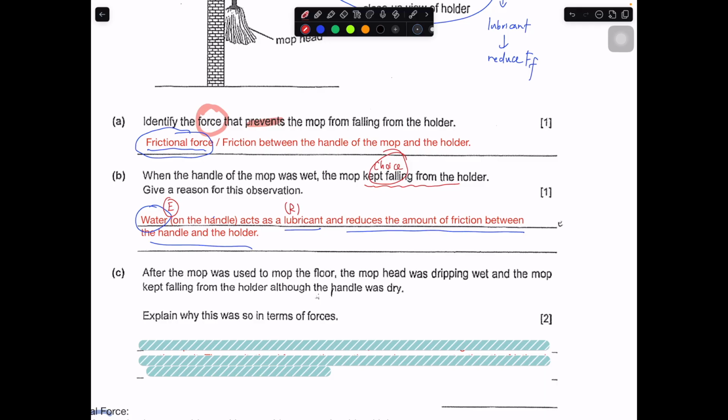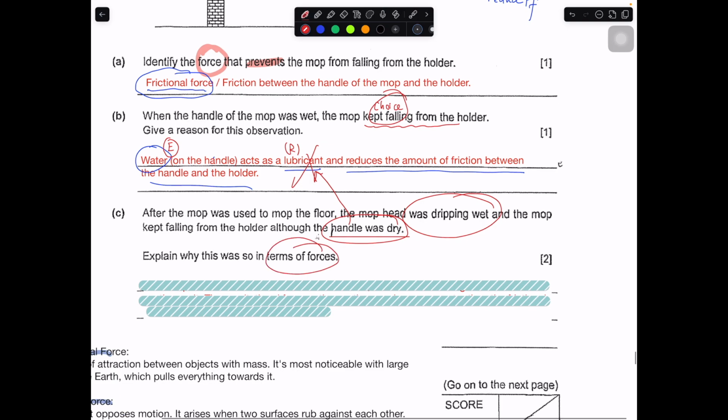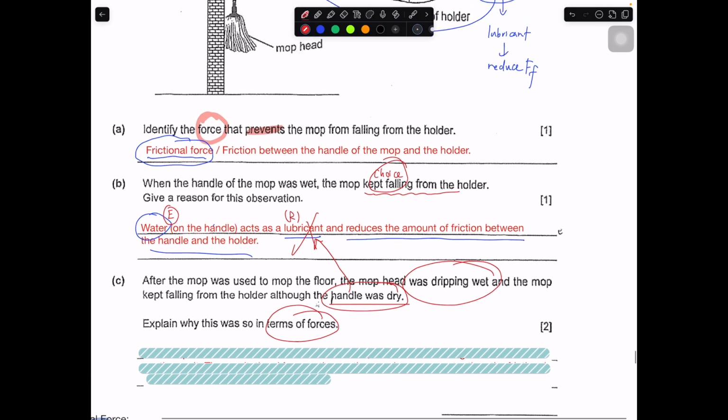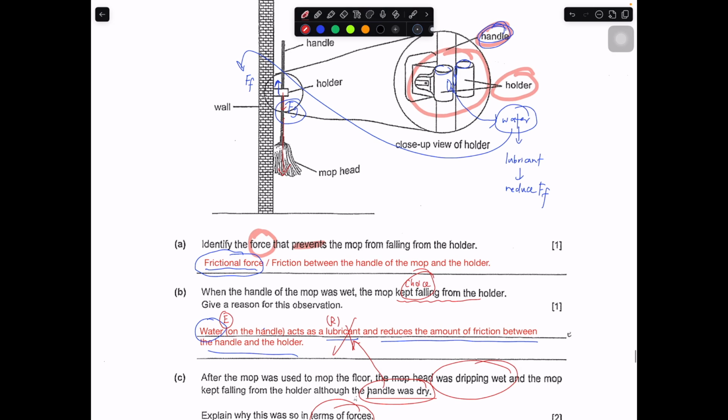After the mop was used to mop the floor, the mop head was dripping wet, and the mop kept falling from the holder, although the handle was dry. So this has nothing to do with the lubricant anymore. Based on this sentence, the handle was dry. Explain why this is so in terms of force. They are saying that the mop keeps falling down even though the handle is dry, so the amount of frictional force is not reduced. Think about this.